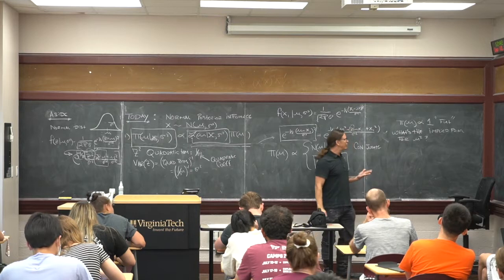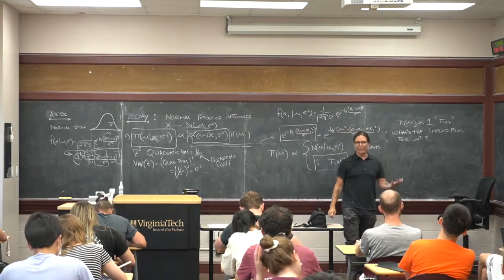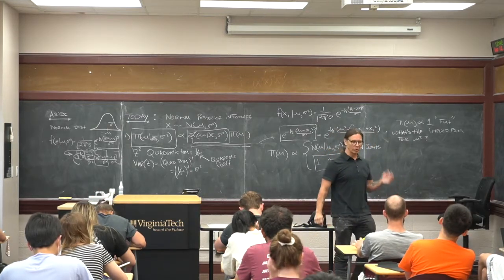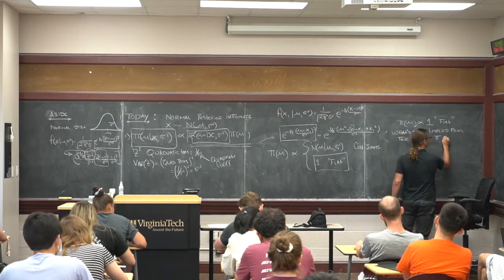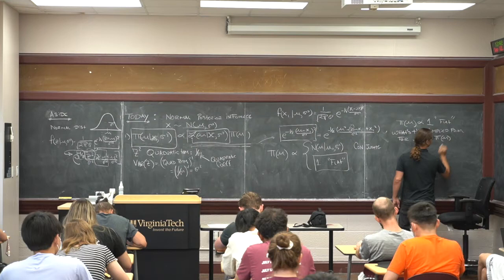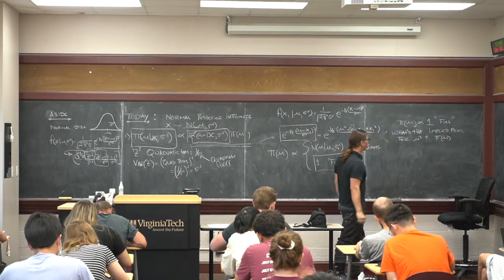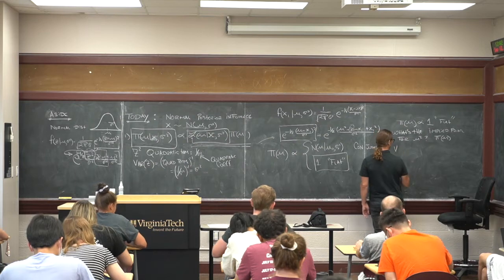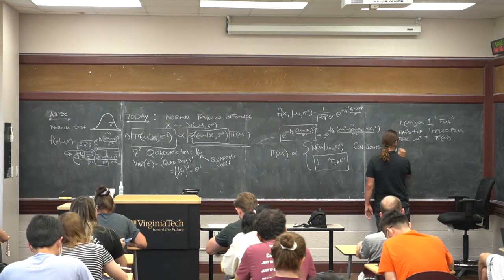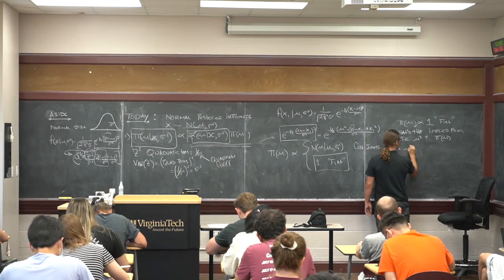And what I need to do is I just need to create a new random variable. It's called mu squared. So I want to figure out pi of mu squared. So I'm going to create some new variable. I'm going to call it v, equal to mu squared.